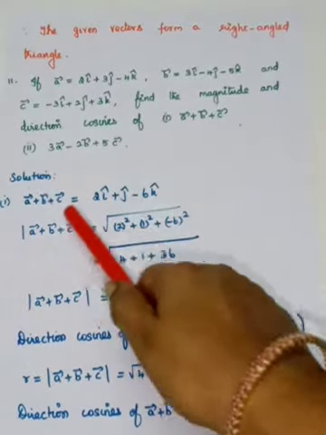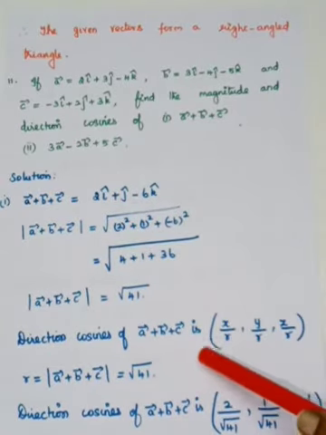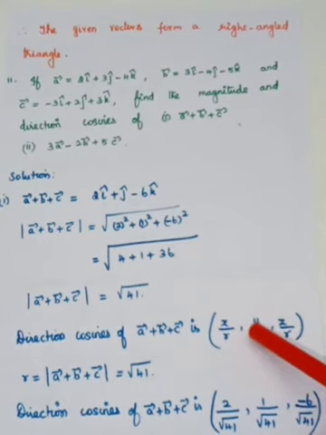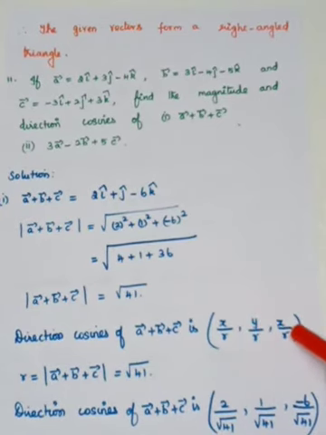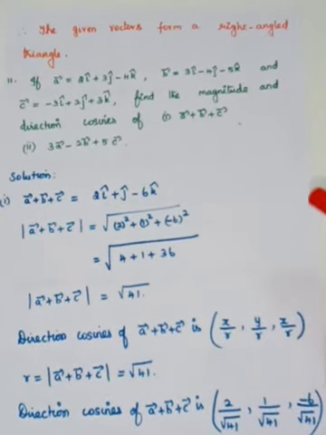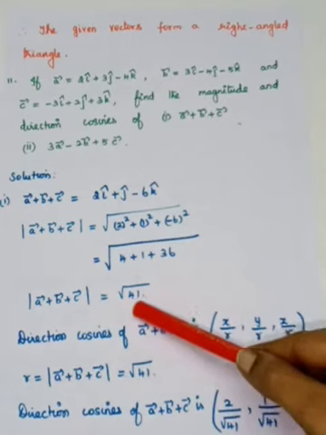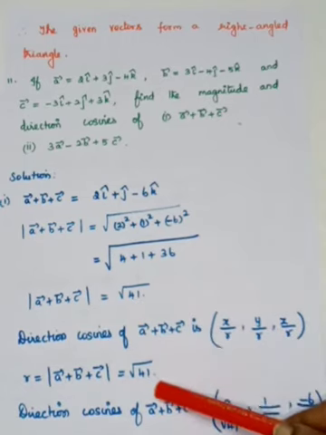Next, for this vector, you have to find the direction cosine. So the formula is what? x by r, comma y by r and z by r. What is r? r is nothing but square root of x squared plus y squared plus z squared. That is the magnitude of this vector. Okay, so already we have found the magnitude of this vector is root 41.